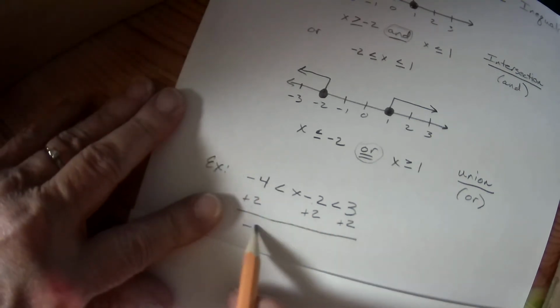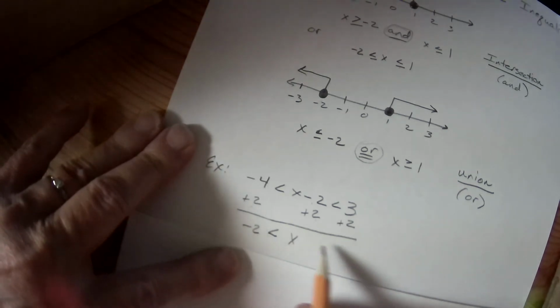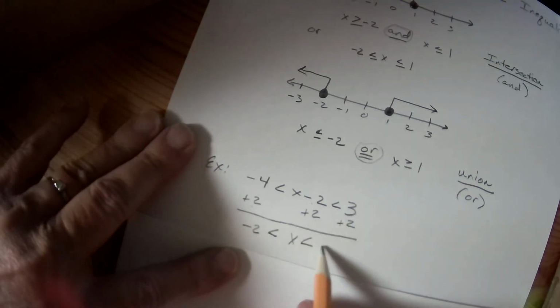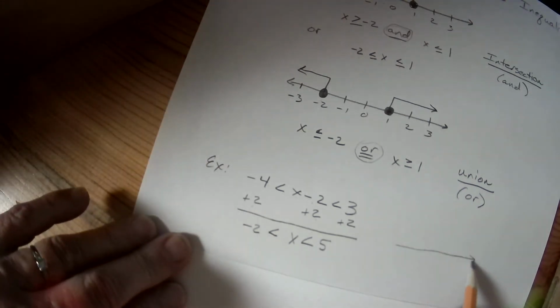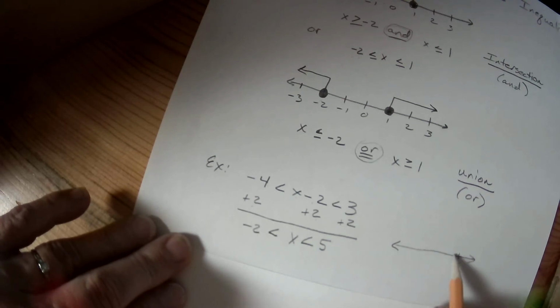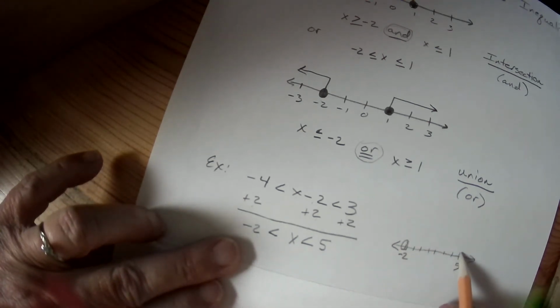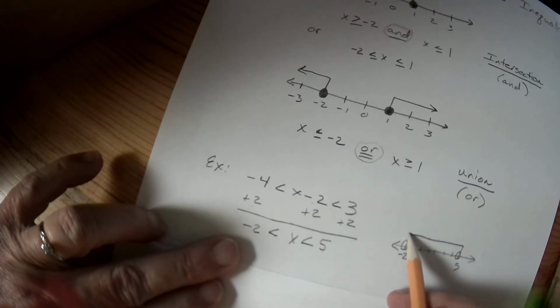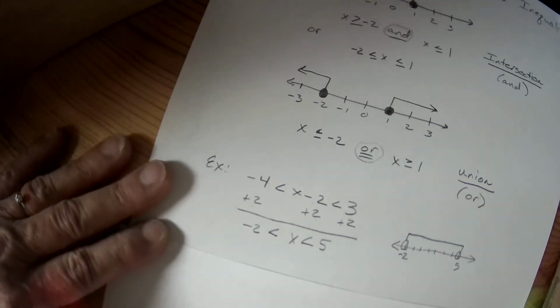-4 plus 2 is -2. The less than doesn't change. x is by itself. And 3 plus 2 is 5. So if we were to graph this on a number line, 5 is that one. So let's see, 2, 1, 0, -1, -2 is there. The circles are open. And it's everything in between, because it's an intersection. It's an and situation.